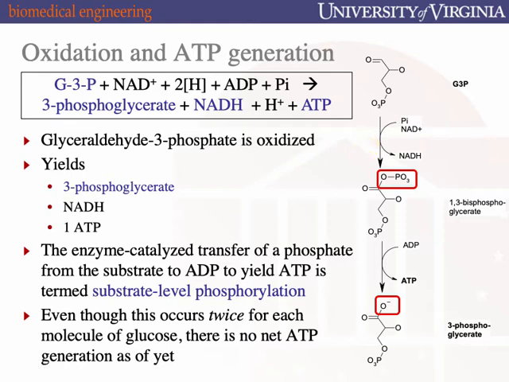The electrons go onto NAD, generating one reducing equivalent of NADH per glyceraldehyde 3-phosphate. And I'll remind you that there are 2 molecules of glyceraldehyde 3-phosphate. So you've generated 2 NADHs.